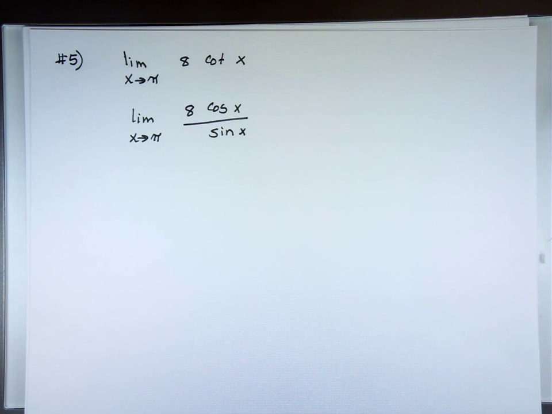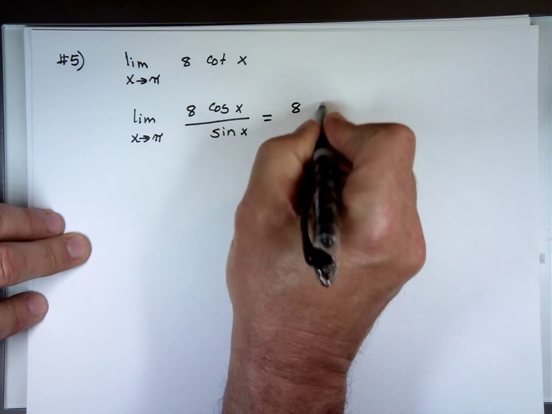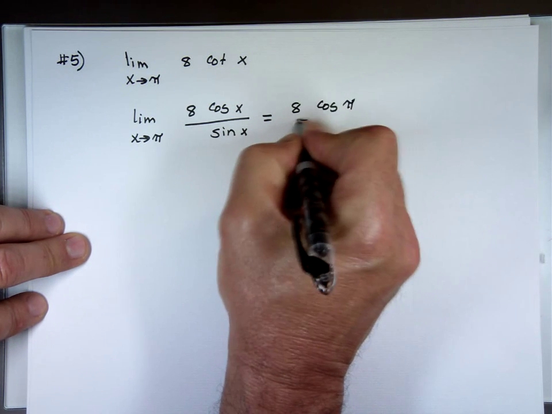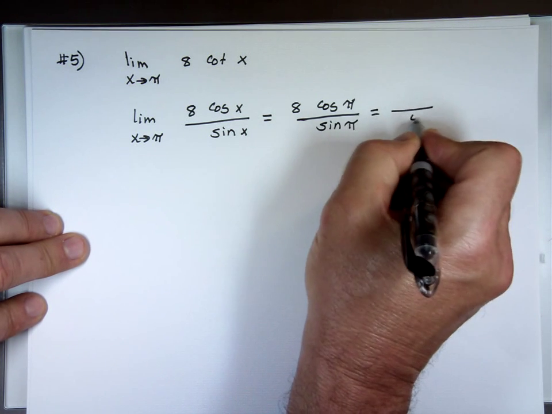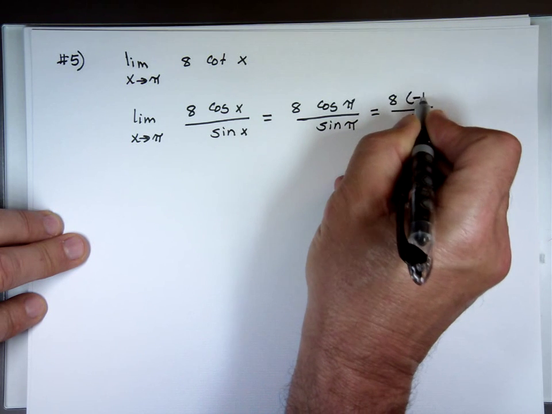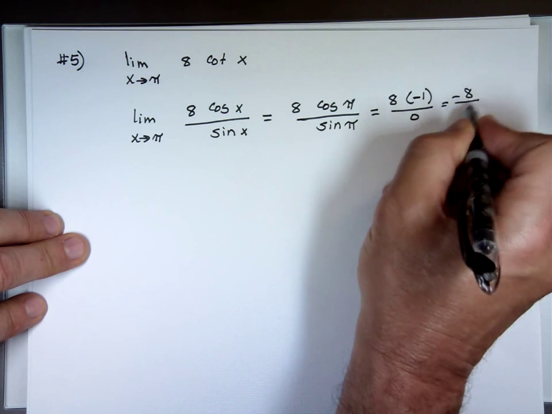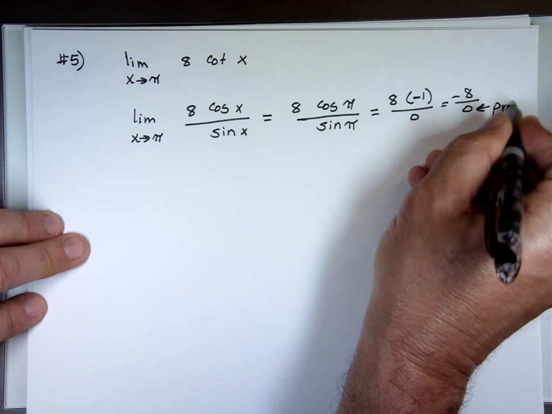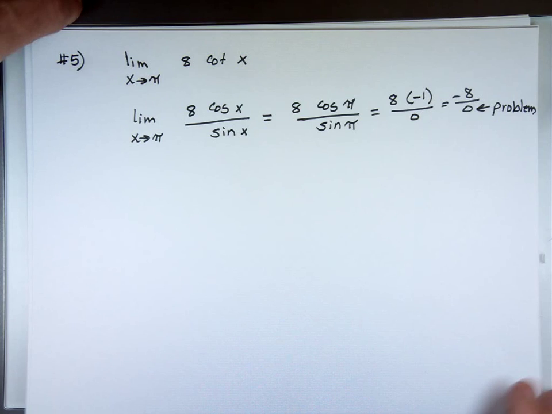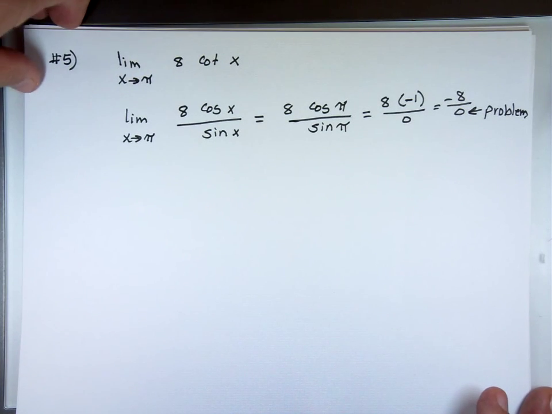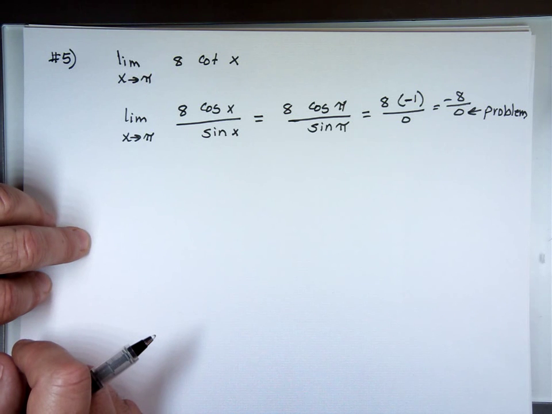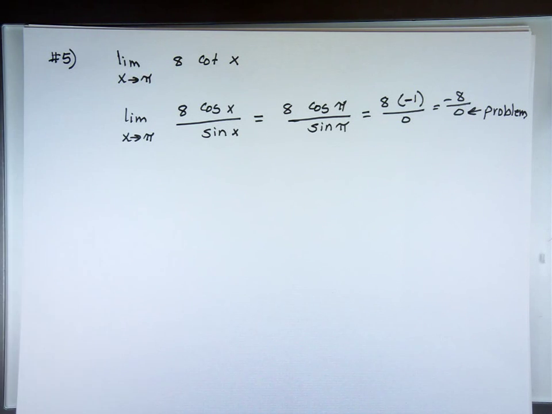And if you try direct substitution, 8 cosine of pi over sine of pi. I have a problem. I know sine of pi is 0 and cosine of pi is negative 1. That's negative 8 over 0, which is a problem. At this point, I really don't have any other way to simplify this. I can't think of anything. So when everything fails, what's my last resort?